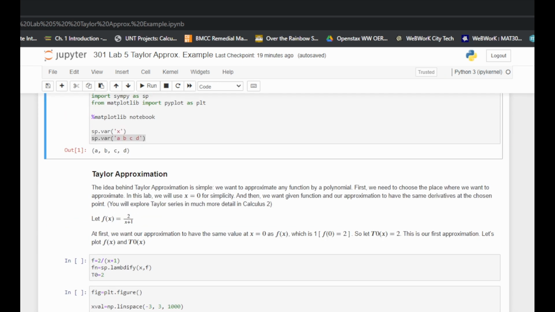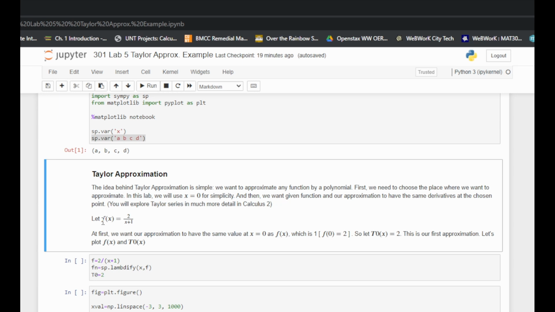The main idea behind Taylor approximation is to approximate a function with a polynomial of some fixed degree. We need to know where we are approximating, and in this lab we will always approximate near zero for simplicity. And next, we want to find a polynomial whose value and values of its first few derivatives equal the value of a function and the values of its first few derivatives.